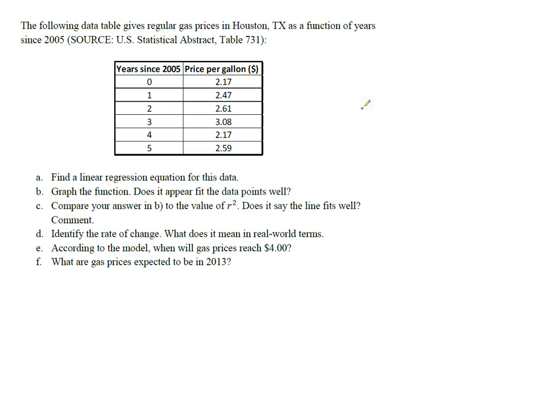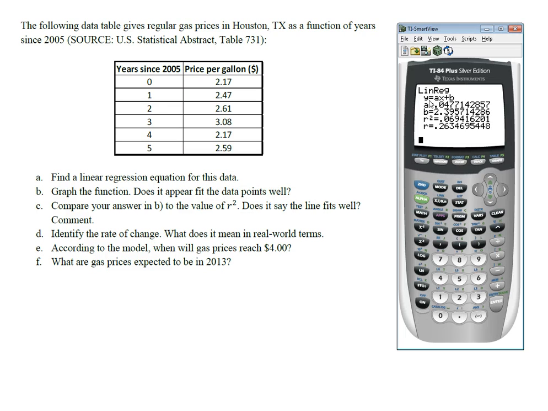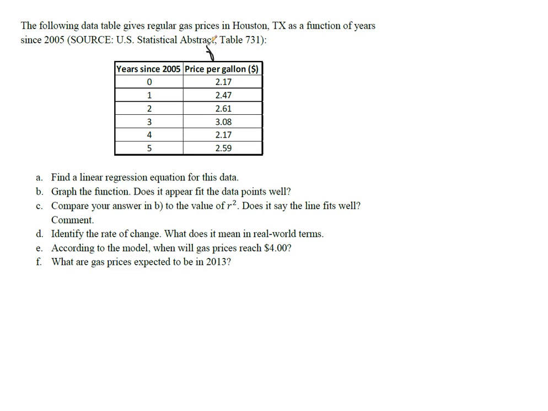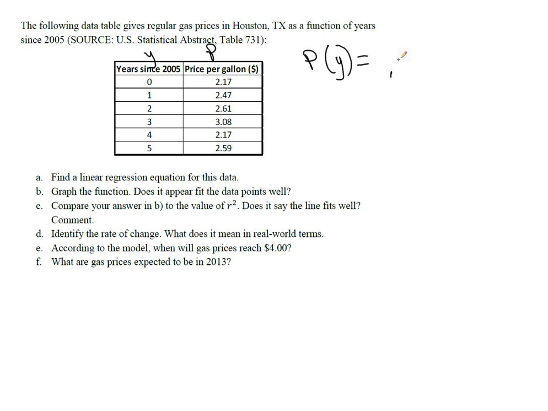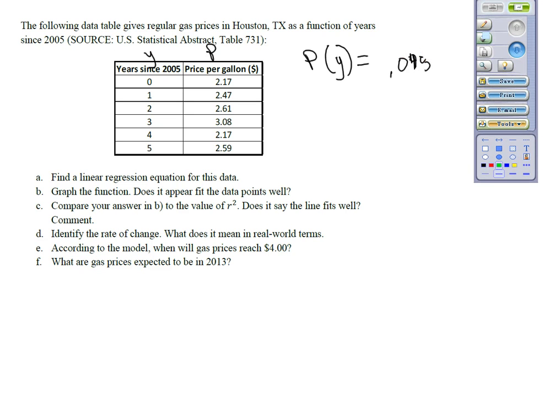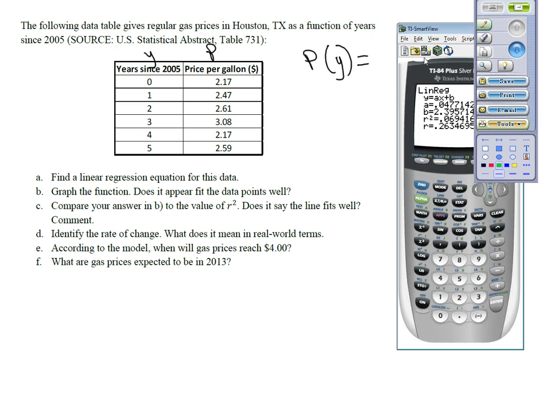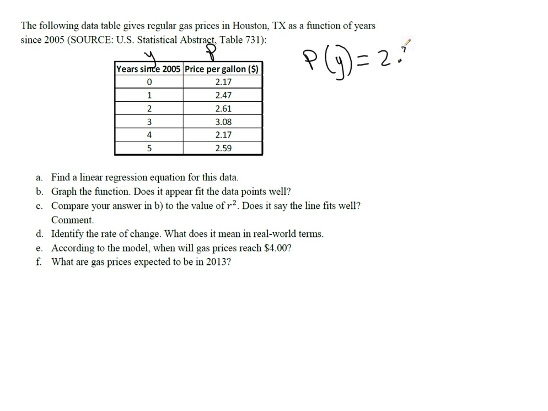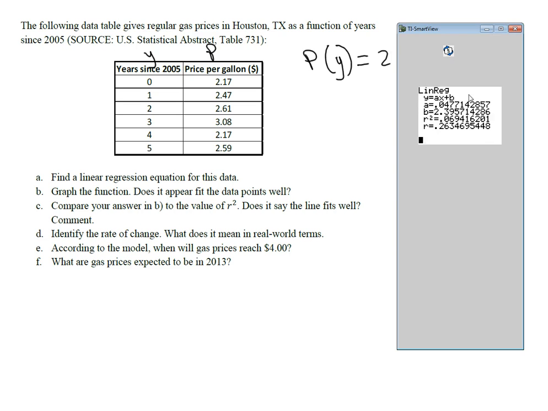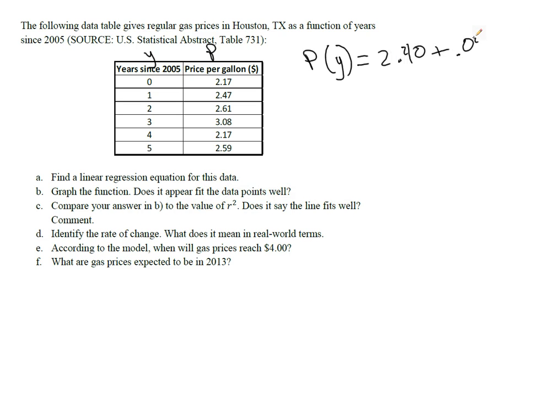We can still talk about it, though. We know that our equation, so let's call this price and we'll call this years. Our price as a function of years is going to be, excuse me, we'll write our initial value first. So our initial value is 2.40, plus our rate of change, which we'll say is 0.05 times y.